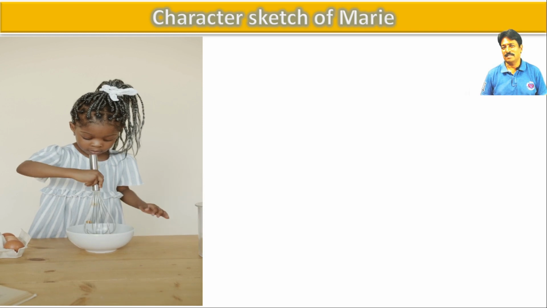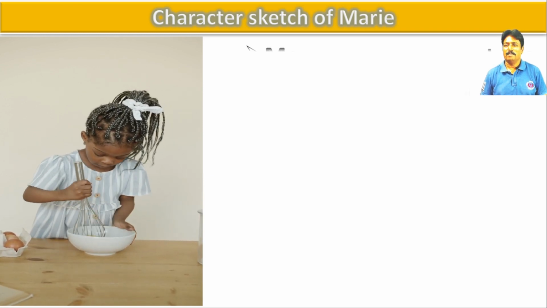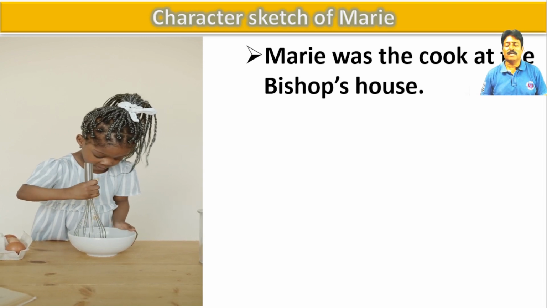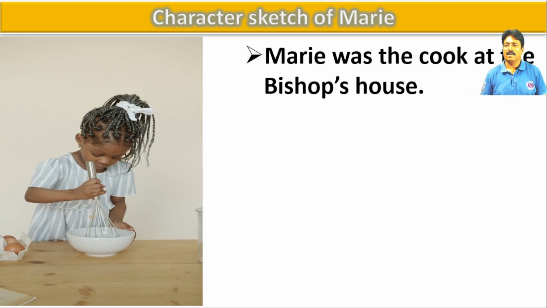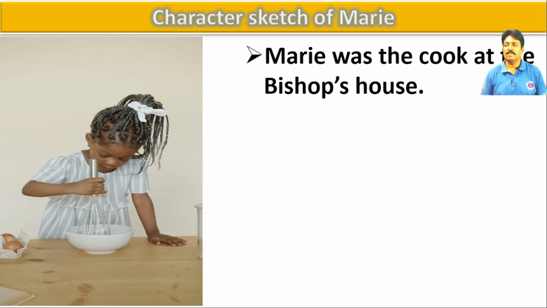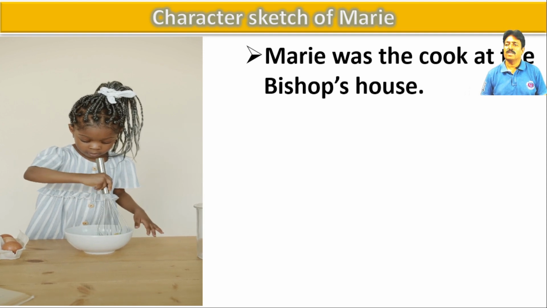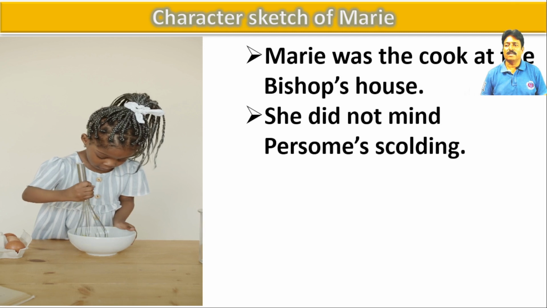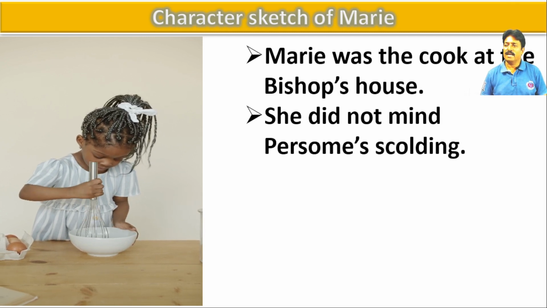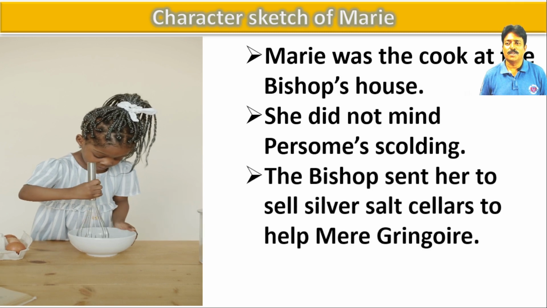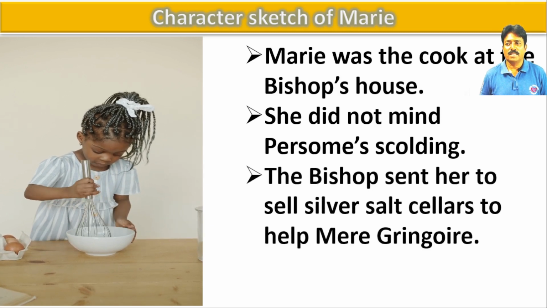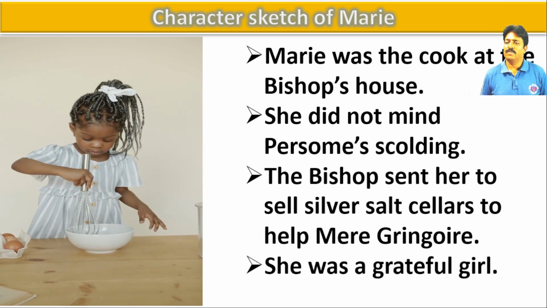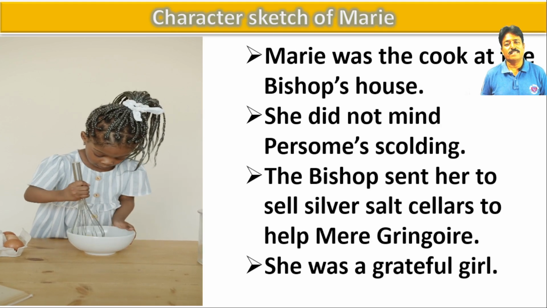Now let's come to another character, that is Mary. Mary was the cook at the bishop's house. She was a very well-behaved girl. Her mother was ill, and the bishop had gone to her house to see her mother and pray for her. She did not mind personal scolding. The bishop trusted her a lot. She also ran errands for the bishop. The bishop sent her to Monsignor Gervais to sell silver salt cellars to him to help Mary Gringoire. She was a grateful girl. She revered the bishop quite sincerely.